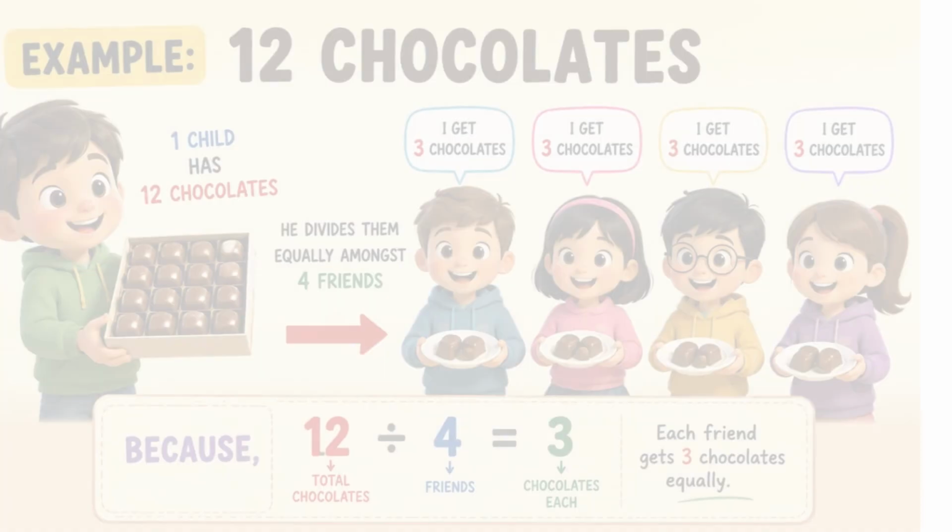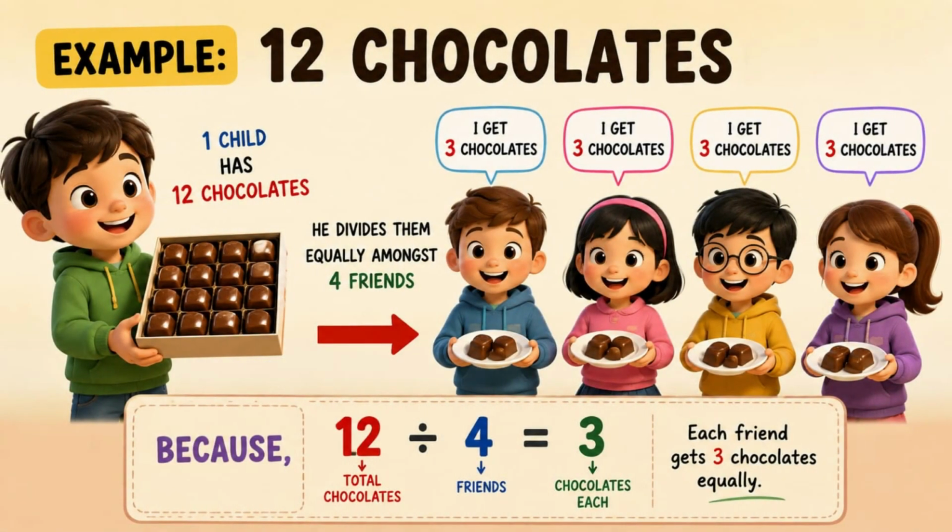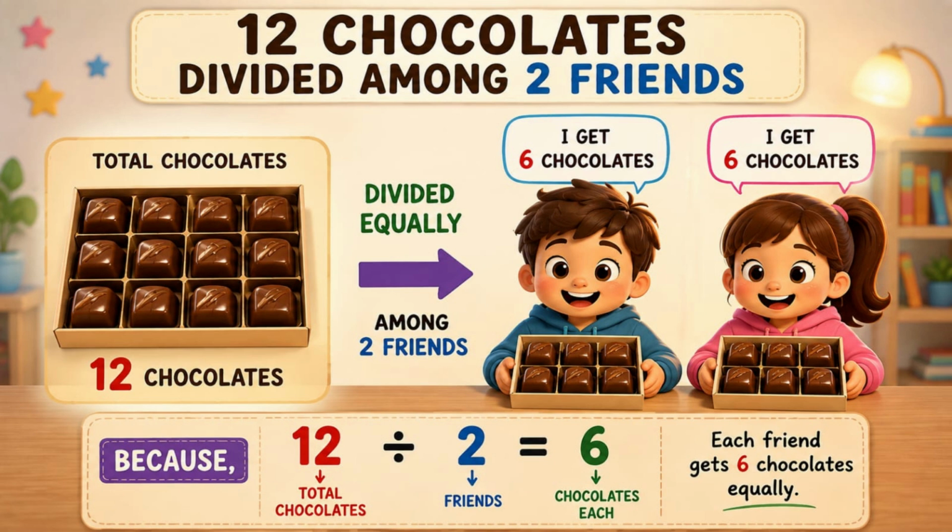Let's find out. Imagine you have 12 chocolates. If you divide them equally among 4 friends, each friend gets 3 chocolates. That's because 12 divided by 4 is equal to 3. Now imagine dividing the same 12 chocolates among 2 friends. Each friend gets 6 chocolates. Again, everything makes sense.